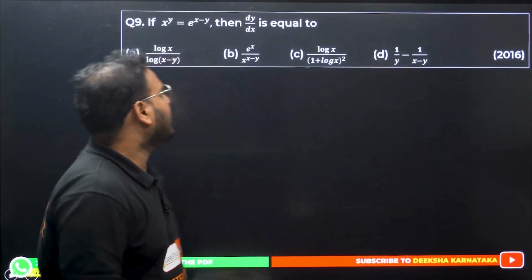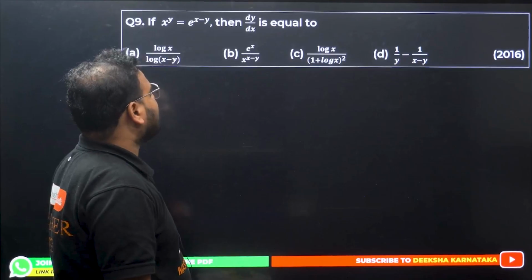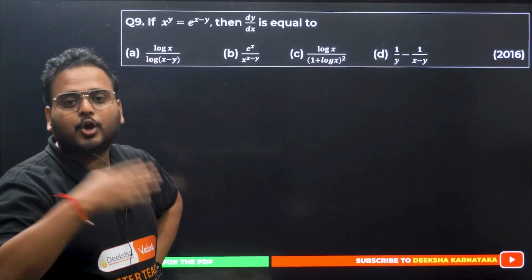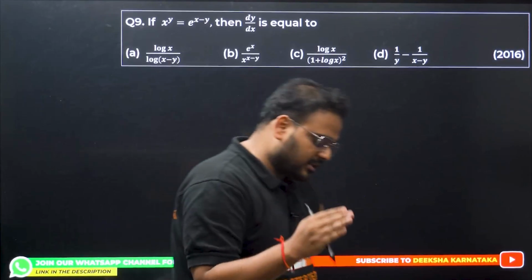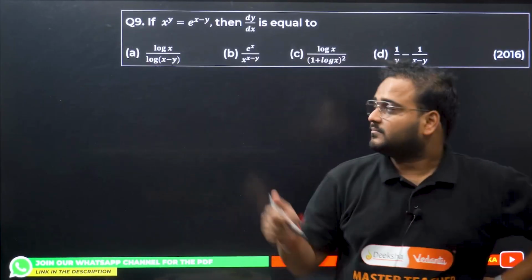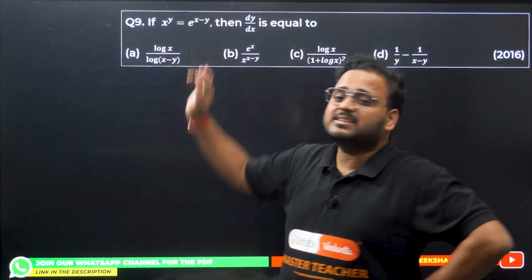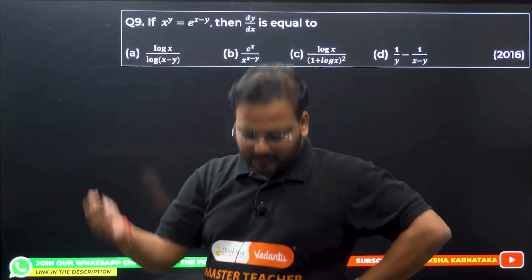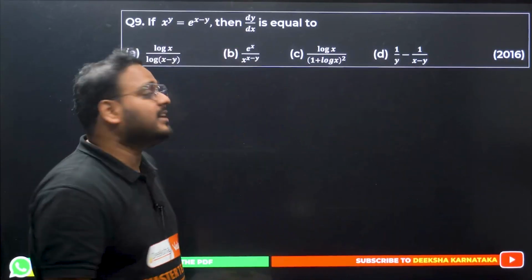x power y equals e power x minus y. The derivative is what? This kind of question, what do we do? We simply use logs on both sides. I've taught you this. Whenever you have powers in the given function, this is the implicit function form and there's also a power. Apply log on both sides, then take the derivative.